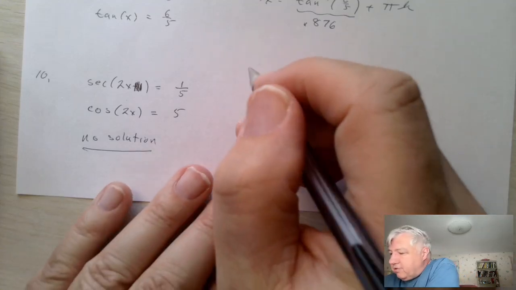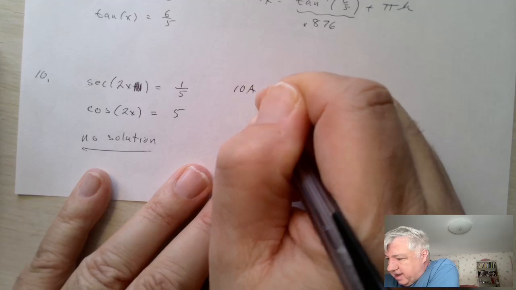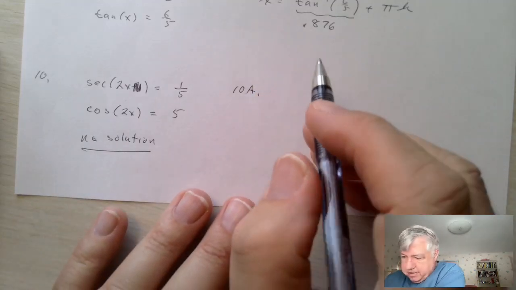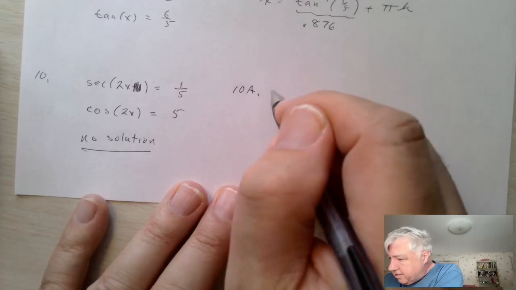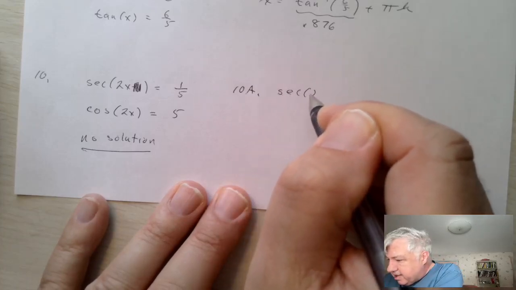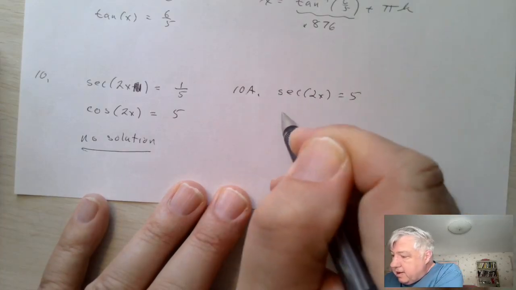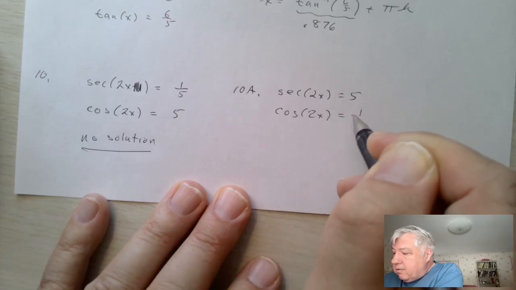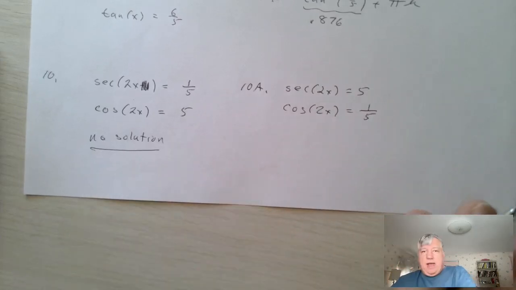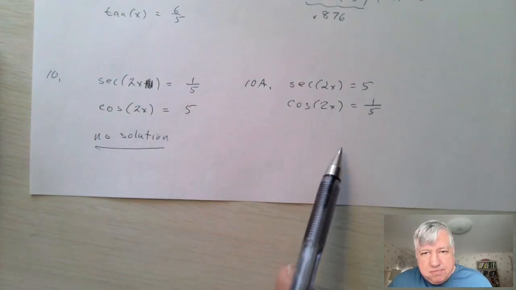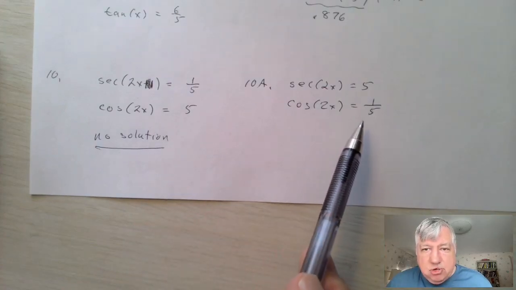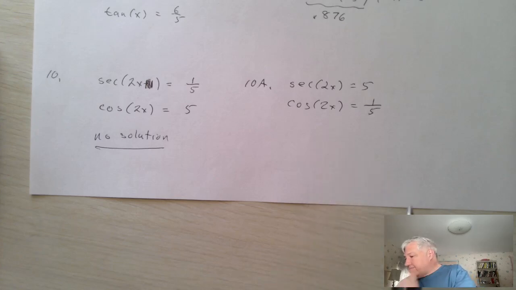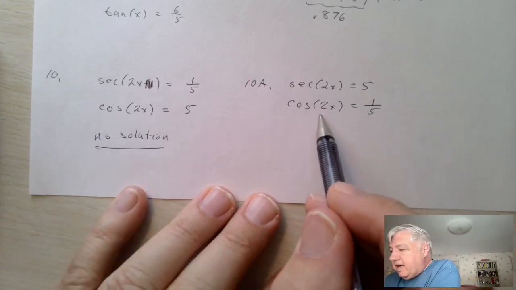So let's redo this problem. Let's call this 11a, and let's say the secant of 2x was 5. Then the cosine of 2x would be 1/5. And this does have a solution. This does make sense, because the cosine could be 1/5. What does this mean? Well, what does it say about 2x?